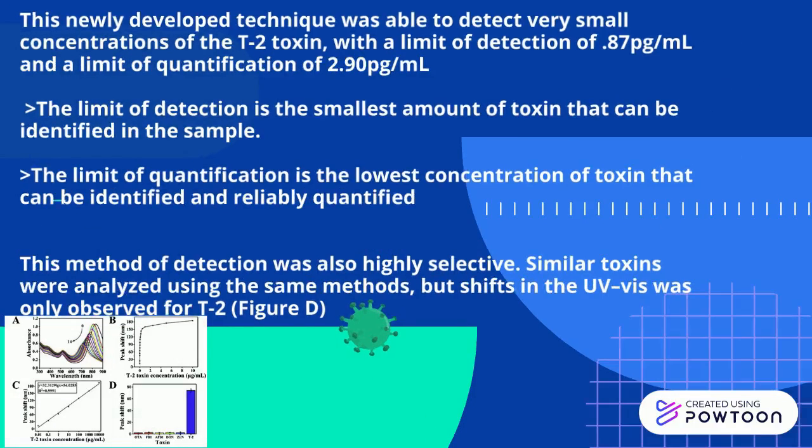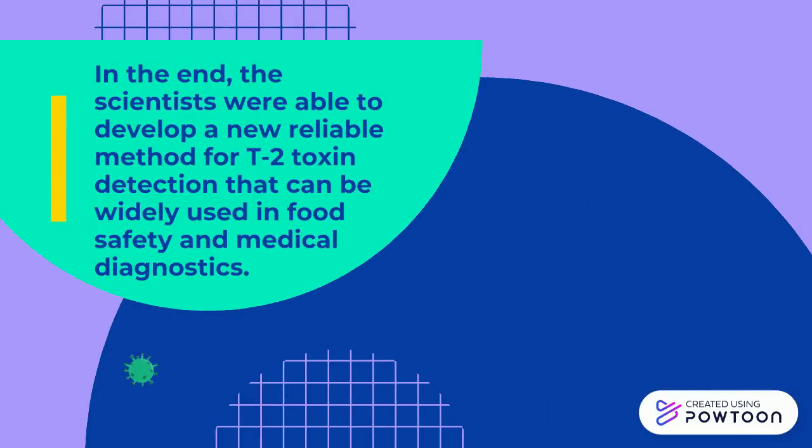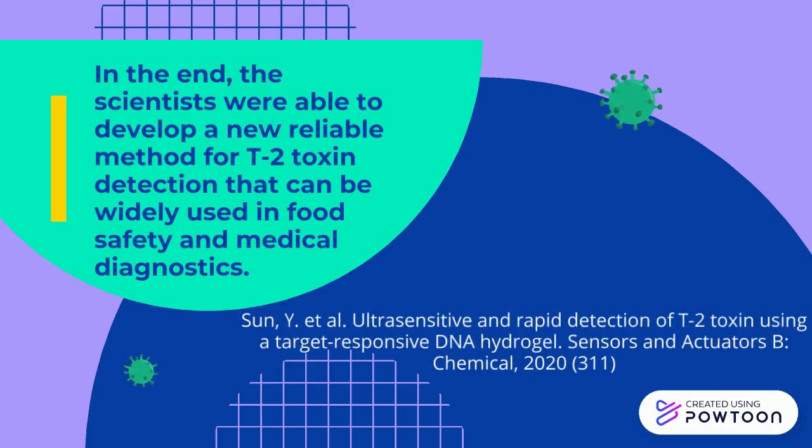This method of detection was also highly selective. Similar toxins were analyzed using the same methods, but shifts in the UV vis was only observed for the T2 toxin. In the end, the scientists were able to develop a new method for reliably detecting the T2 mycotoxin at low concentration. This method can be widely used in food safety and medical diagnostics.